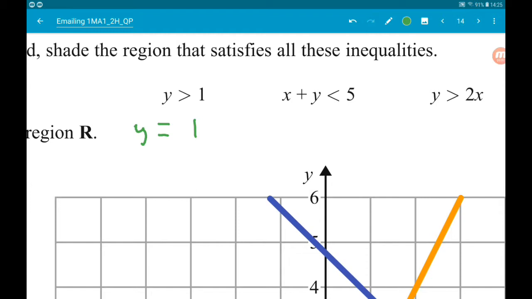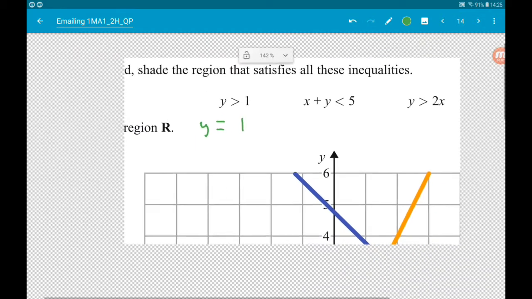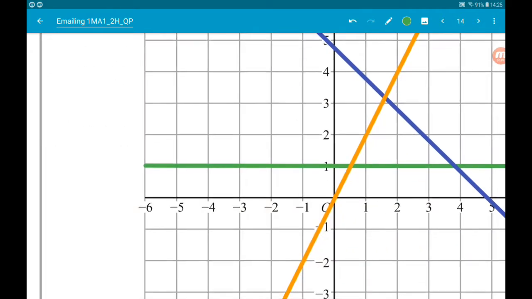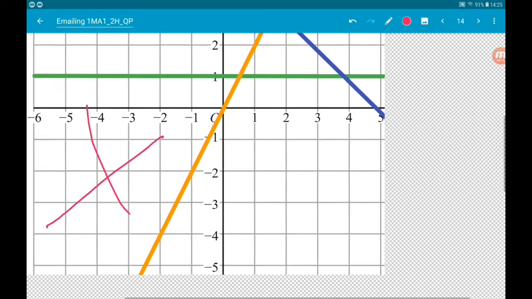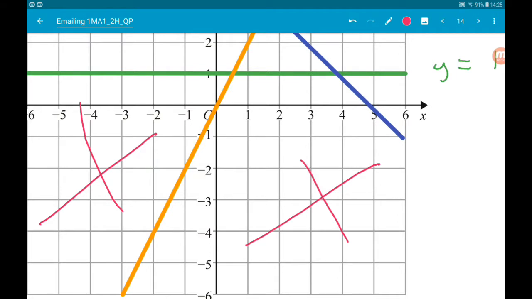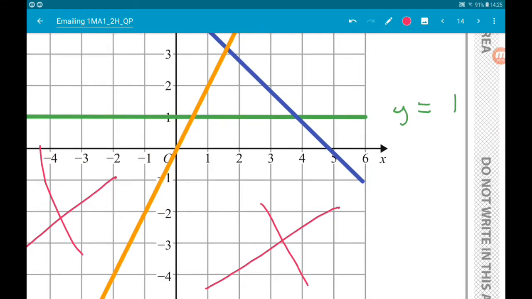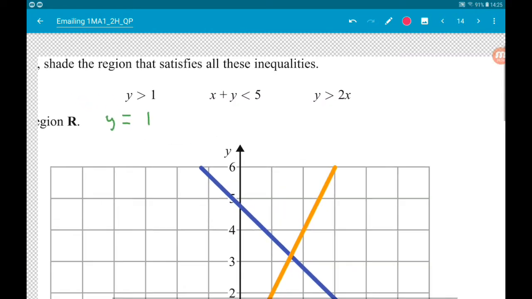So that means the region that we want is somewhere above the green line. So we don't want this bit, we don't want this bit, and we don't want that bit. Okay.